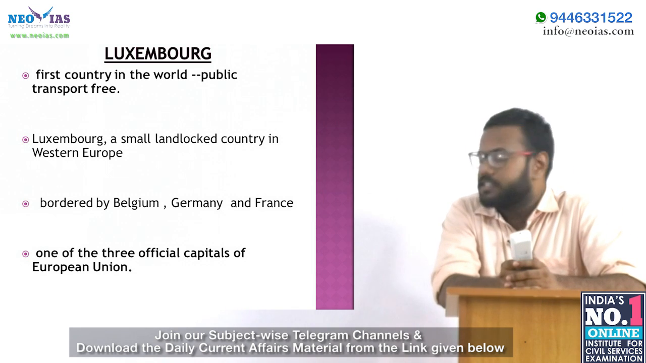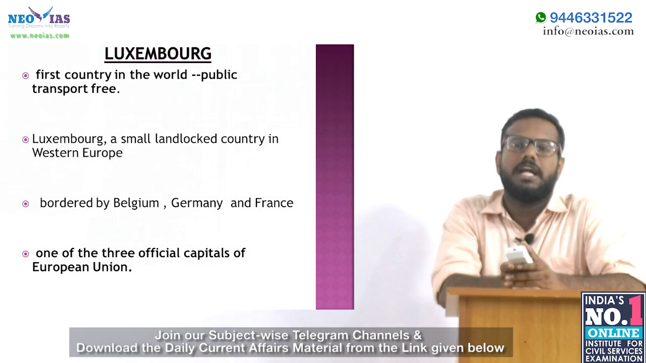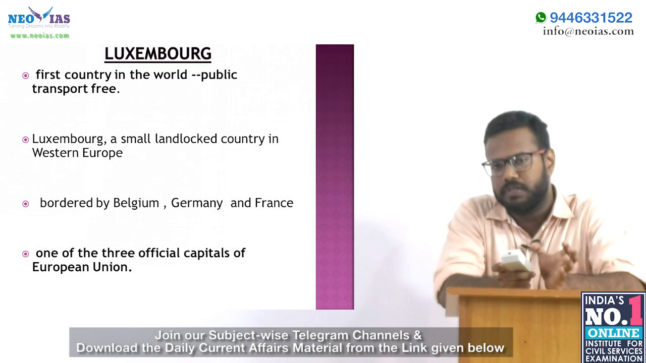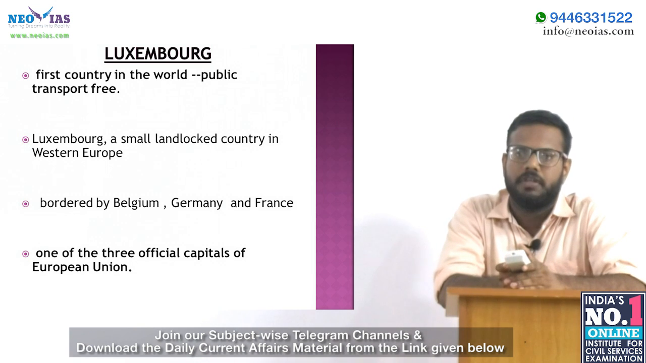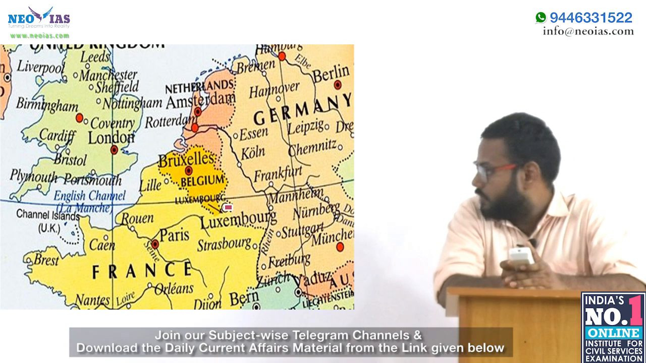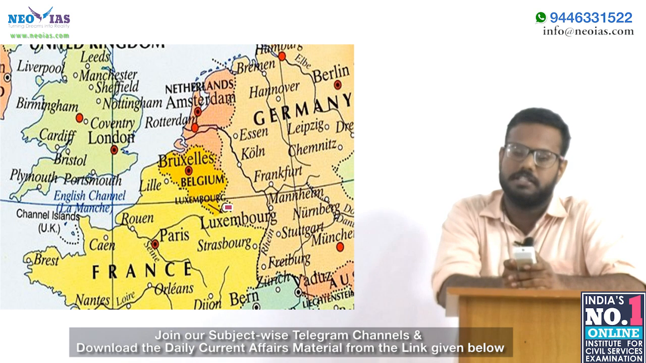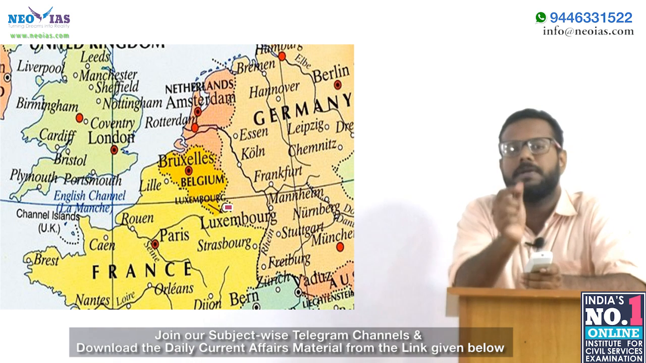Luxembourg is a small landlocked country in Western Europe, bordered by Belgium, Germany and France. You can see this is the map of Luxembourg. Just focus on the tri-junction between Belgium, France and Germany. You can see a purple spot there.